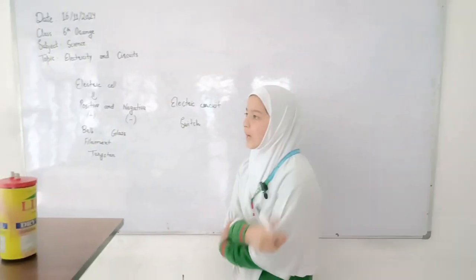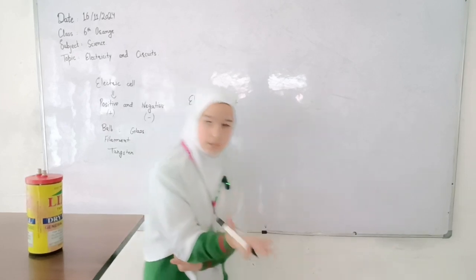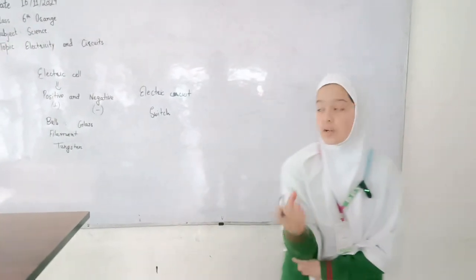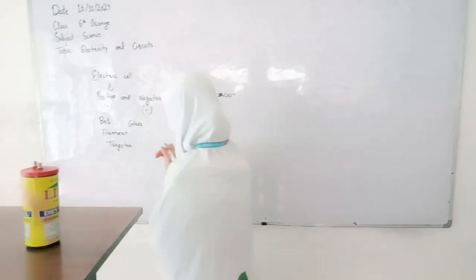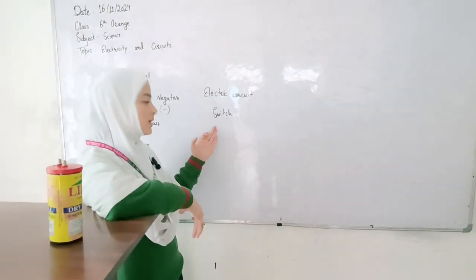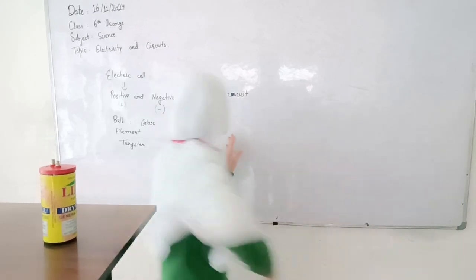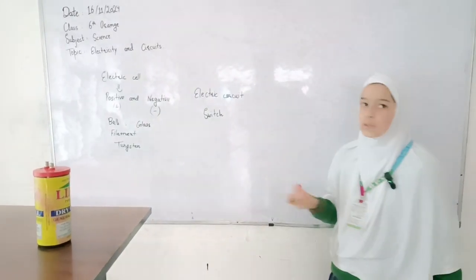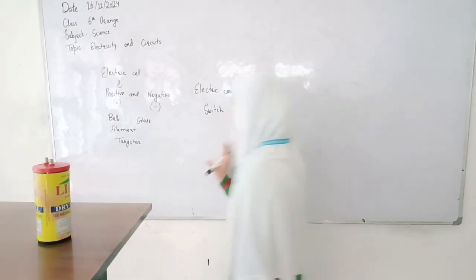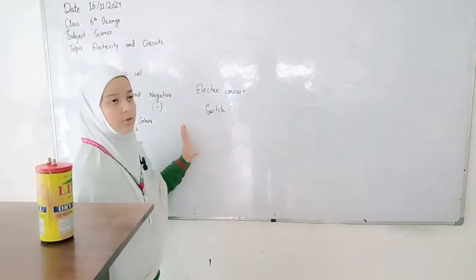You may have seen in your house that when you turn on the switch, the bulb or the fan or the refrigerator begins to work. When we turn off the switch, they stop working. So this is the purpose of an electric switch. When you want the bulb to glow, you can turn on the switch, and when you don't want it to, you can turn off the switch.